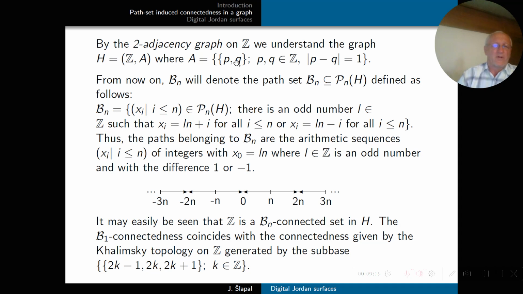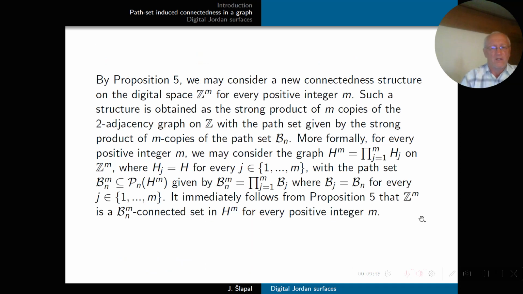So we now have the graph H and a set of paths, and of course it may easily be seen that this set Z is B1 connected, Bn connected. What is interesting is that if we take n equal to 1, then the B1 connectedness is precisely the connectedness obtained by the Khalimsky topology, which is also sometimes used in image processing.